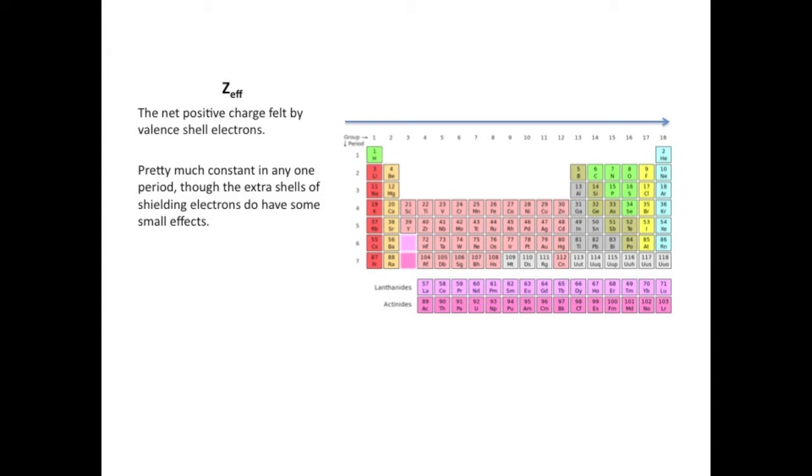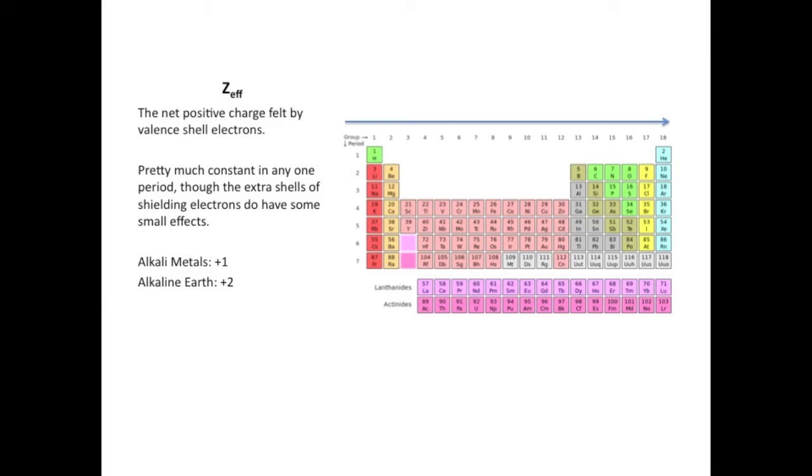Now, as a result, Zeff does not follow the same trends. It only increases from left to right, and it pretty much stays the same down a group. It does vary a little as you go down the group, as the extra inner shells do have a slight effect on the net positive charge felt by the valence electrons, as those electrons get farther away as you go down the column, but for the most part, just treat every atom in the same period as having the same Zeff.